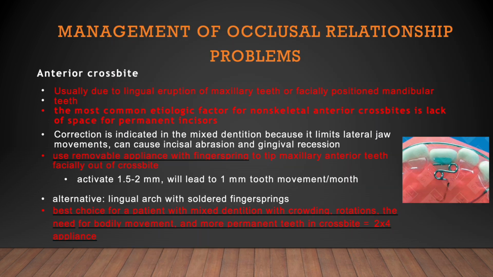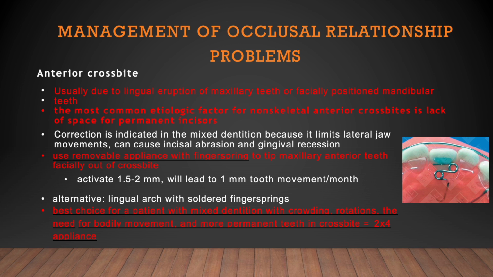Now, management of occlusal problems. So now we have the anterior crossbite. So what's the etiology? Well, it's usually due to a lingual eruption of the maxillary teeth or facially positioned mandibular teeth. The most common etiologic factor for non-skeletal anterior crossbite is the lack of space. So when you have a lack of space, you're usually going to have this lingual eruption of the maxillary teeth, and you're going to have the patient going into a crossbite. So correction is indicated in the mixed dentition because this anterior crossbite will limit jaw movements, and it can also cause gingival recession on the lower incisors.